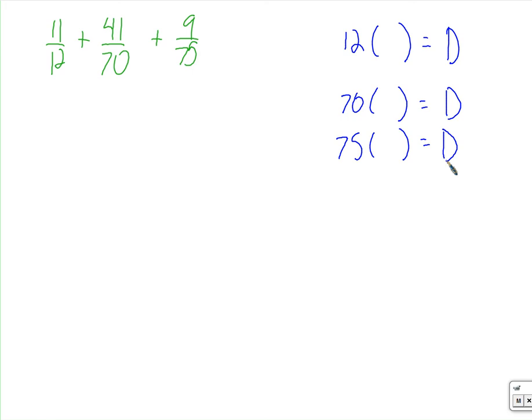Okay. So first, let's start off by taking 12 and let's just factor it as much as it can be factored. 3 times 4, 3 carries through, 2, and 2.